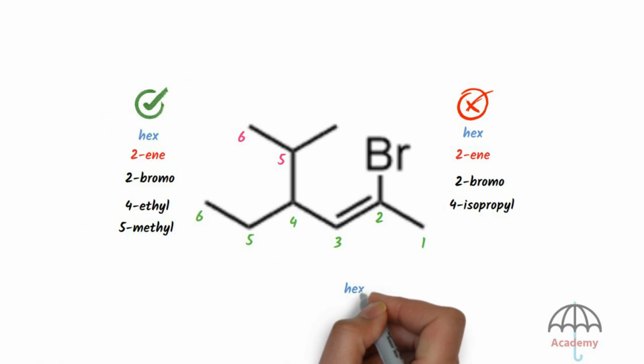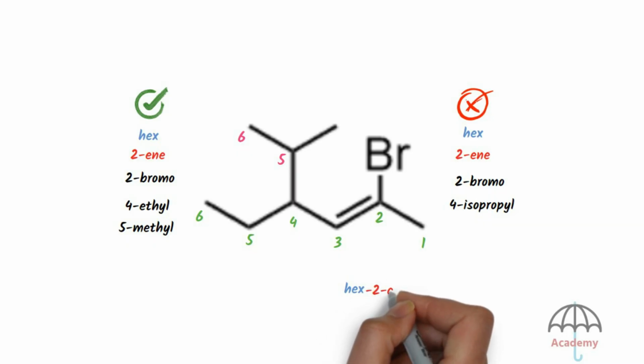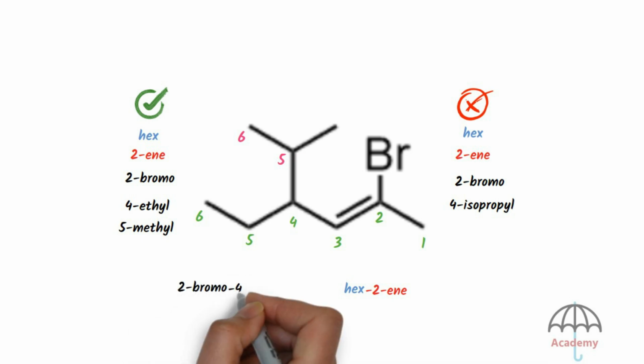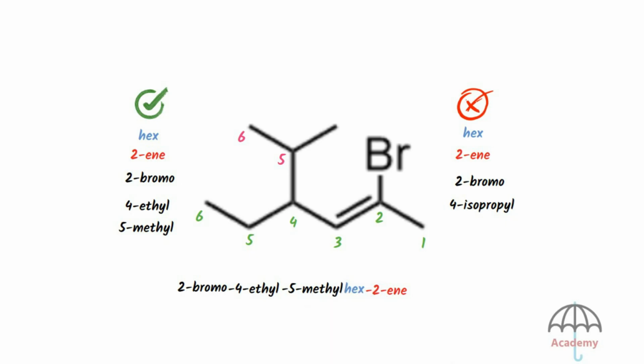So the IUPAC name is hex-2-ene. We arrange the substituents in alphabetical order. We get 2-bromo-4-ethyl-5-methylhex-2-ene, or 2-hexene.